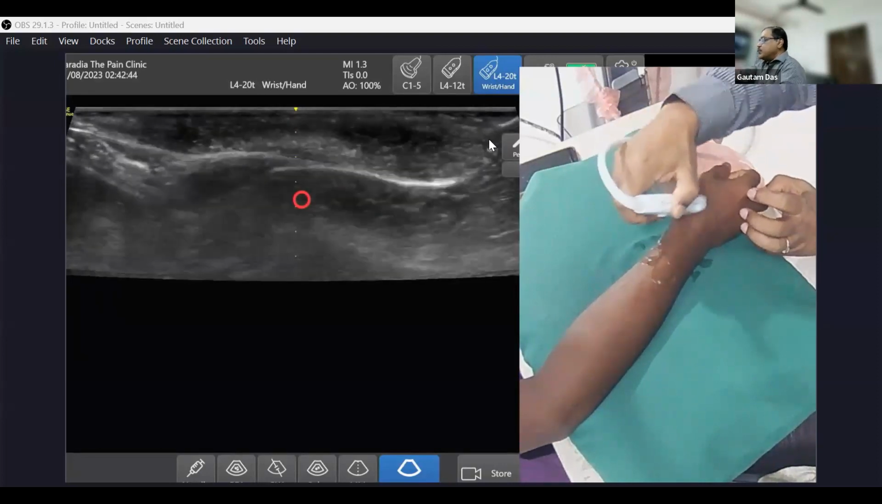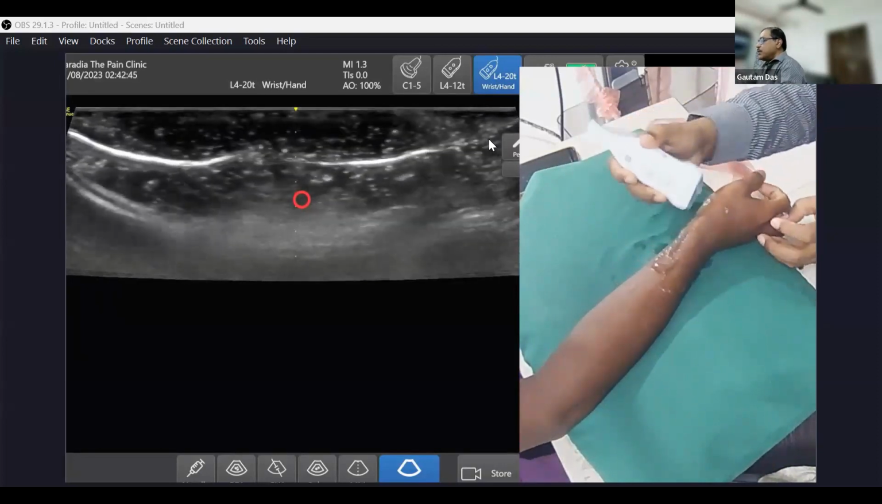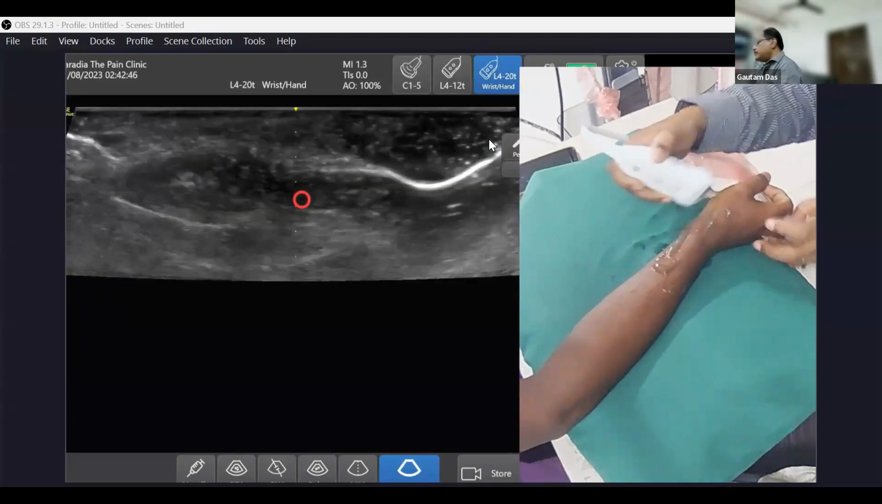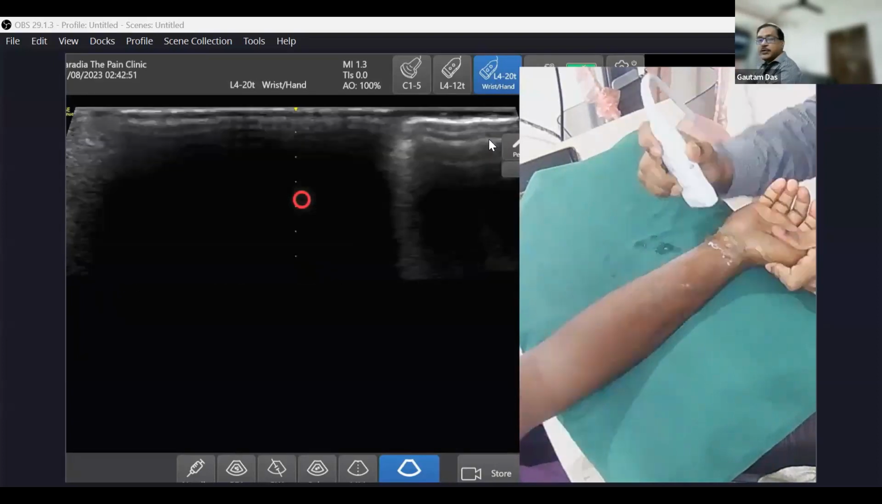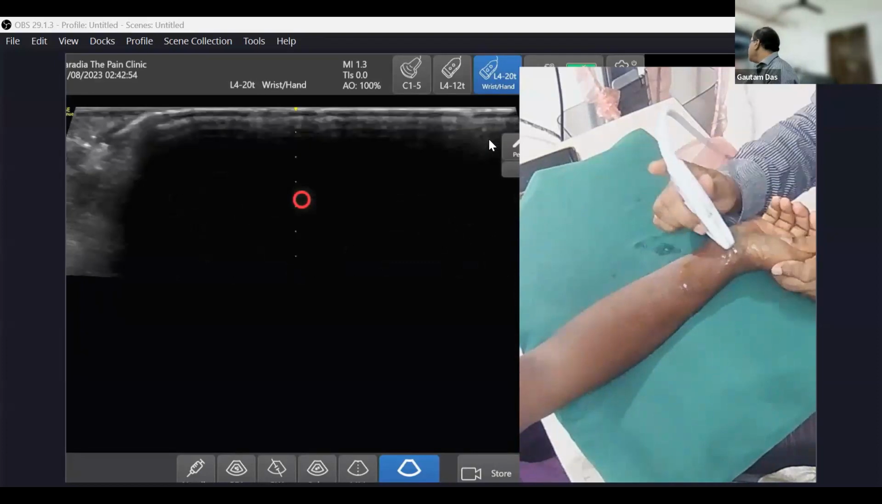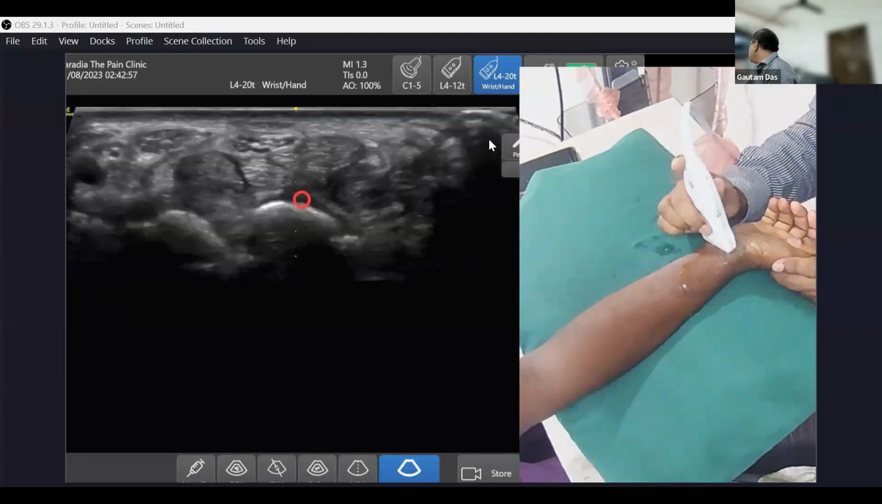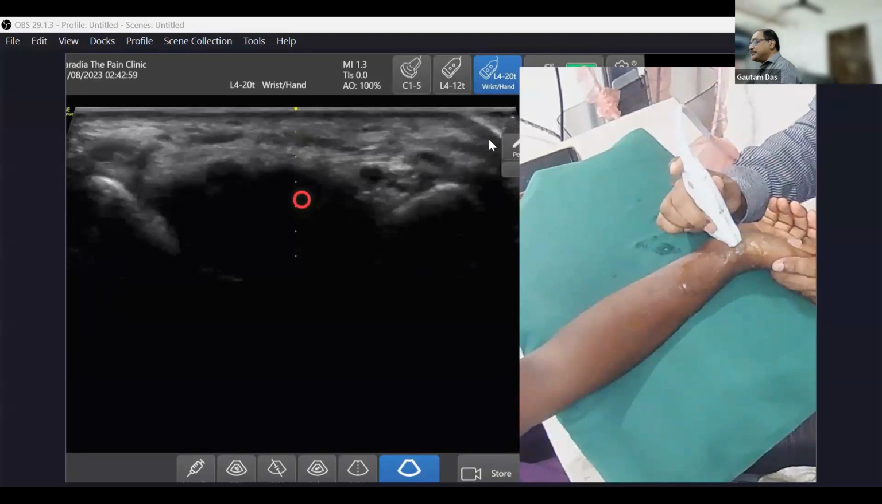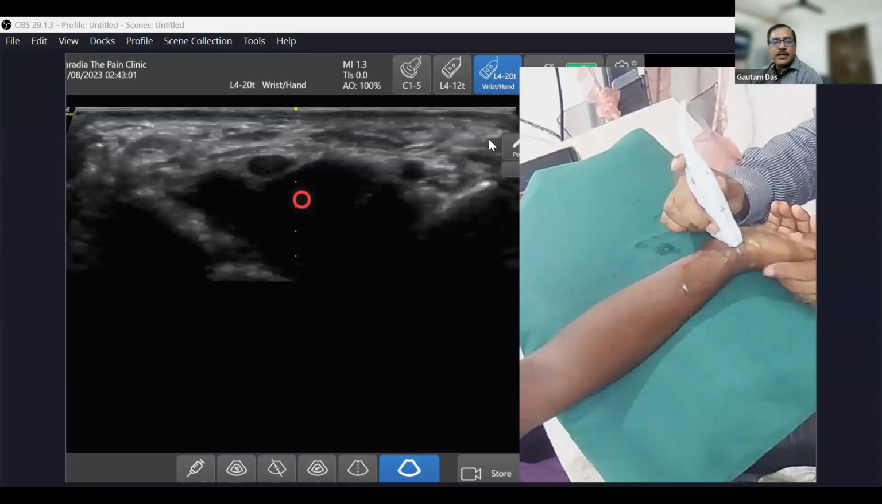Any questions, anything you wish to see? Then I'll be going into the palmar surface, carpal tunnel. Any questions? If you wish to see anything again, I can show you again. Anybody wish to see anything again?